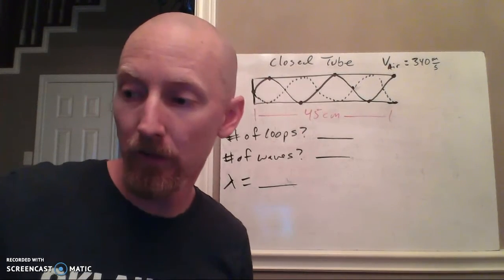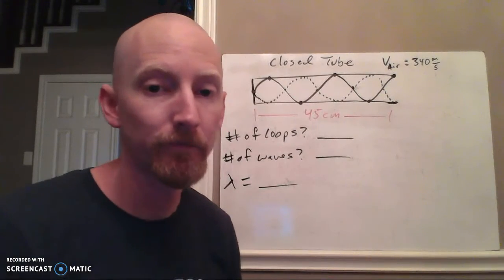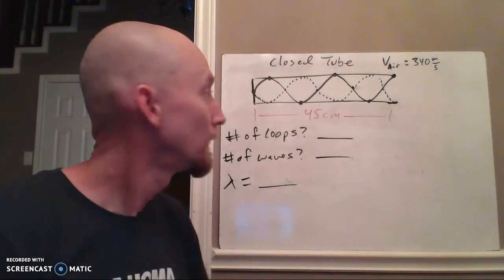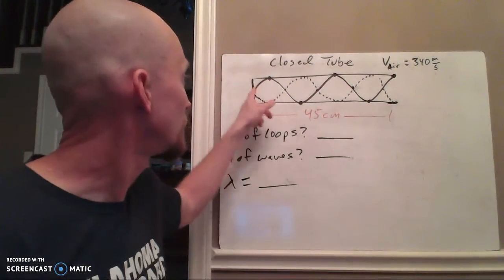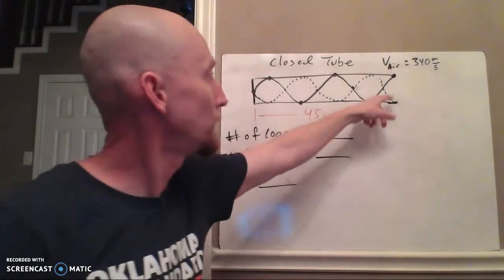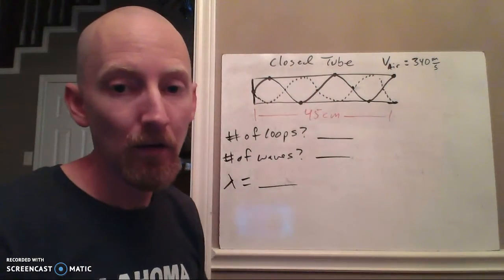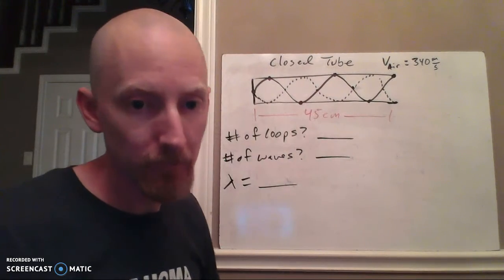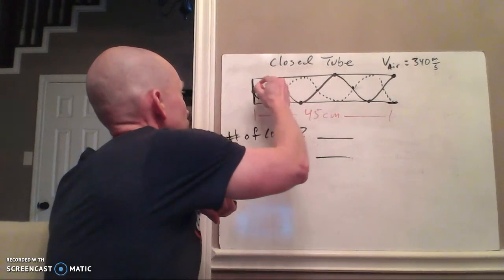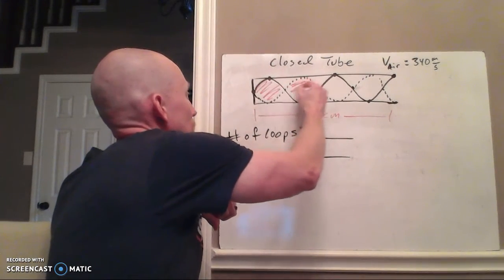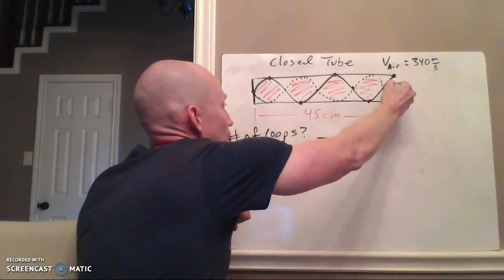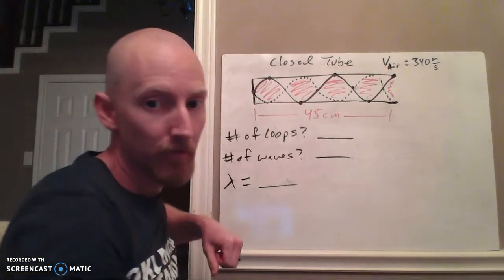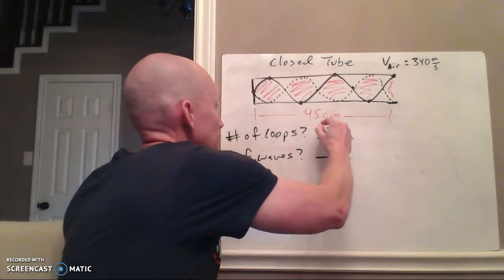Hey, I'm back. So here's a closed tube. So here we go. Closed tube's a little bit different. Closed at one end, open at the other end. Notice the pattern. When you're closed, you have a node. When you're open, you have an antinode. All right, how many loops we got here? Just count. 1, 2, 3, 4 and a half. So we have 4.5 loops.